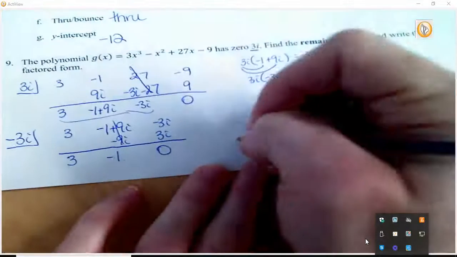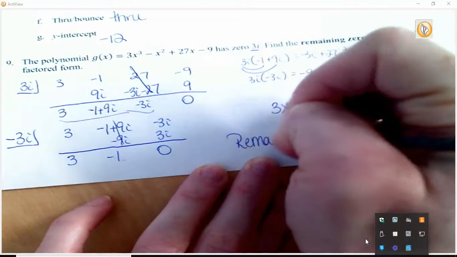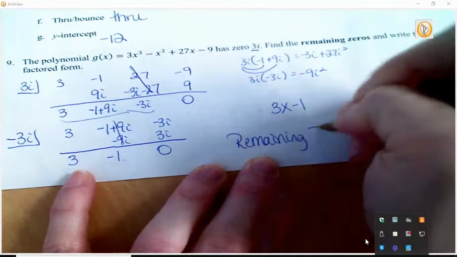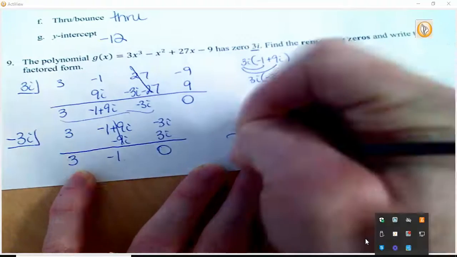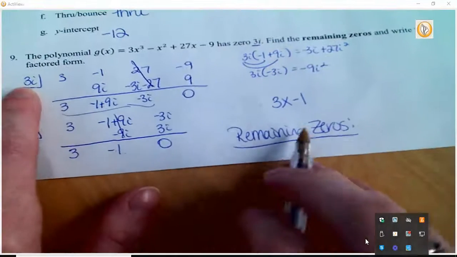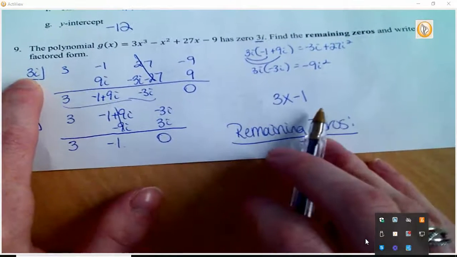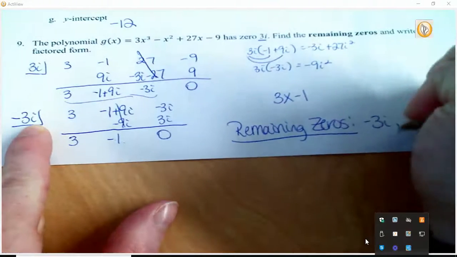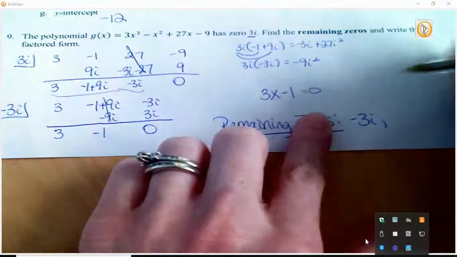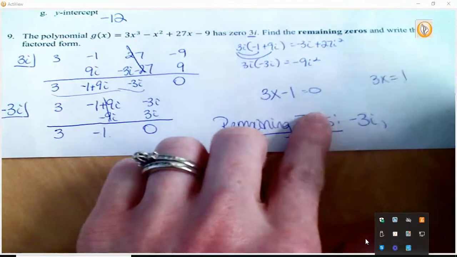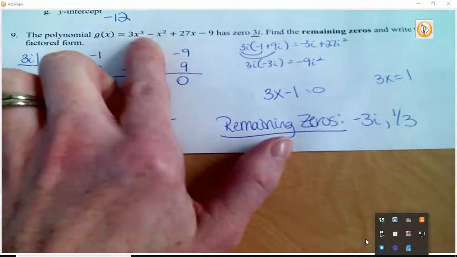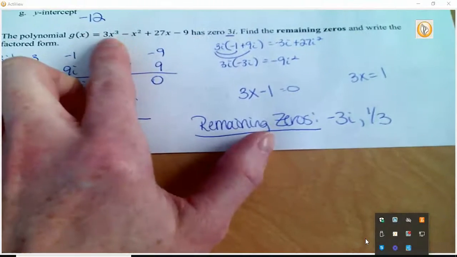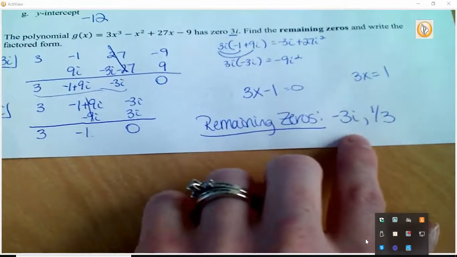I asked you for the remaining zeros. So I already told you 3i worked. You're telling me the other things that worked. So we also had negative 3i. And then if you set 3x minus 1 equal to 0, 1/3. It was a degree 3. We should have a total of 3 zeros. I gave you the first one. You had 2 left to find.